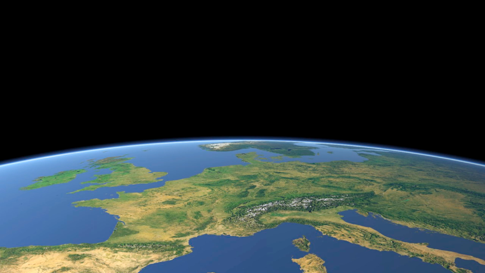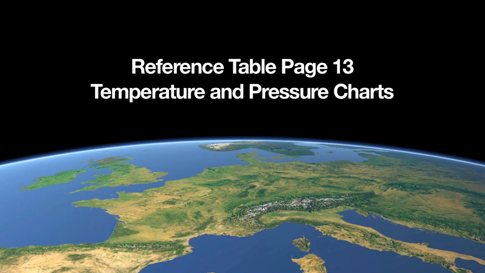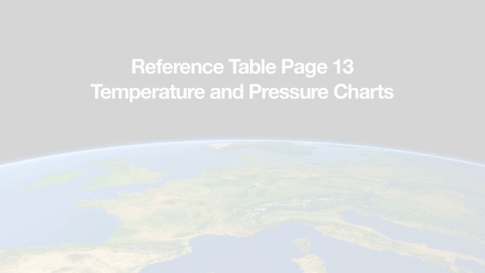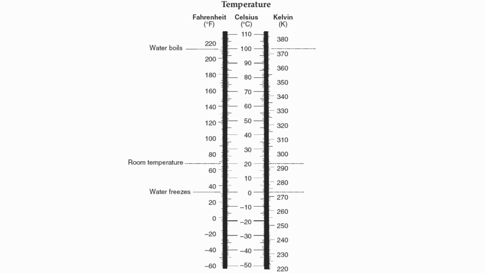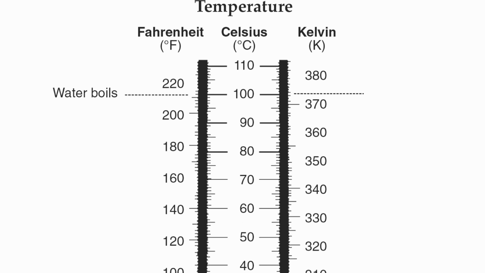Today, we're going to be talking about page 13 in the reference table, your temperature and pressure conversion charts. Let's start out with the temperature chart, because that's going to take a little bit more time to go over. This chart actually has three different scales. On the left side, you have your Fahrenheit. In the middle, you have your Celsius. And to the right, you have your Kelvin.